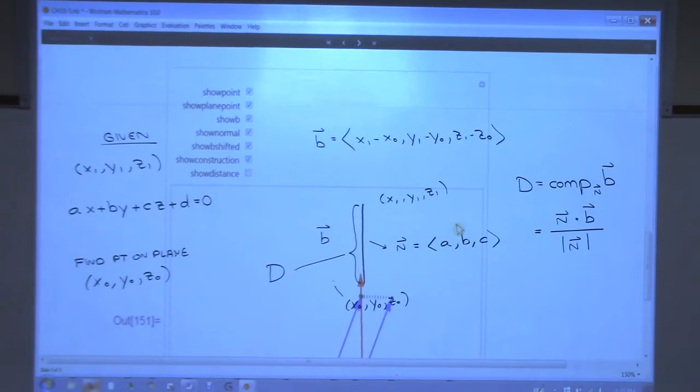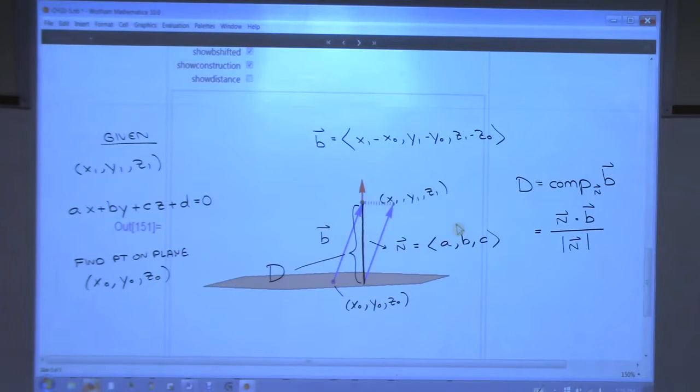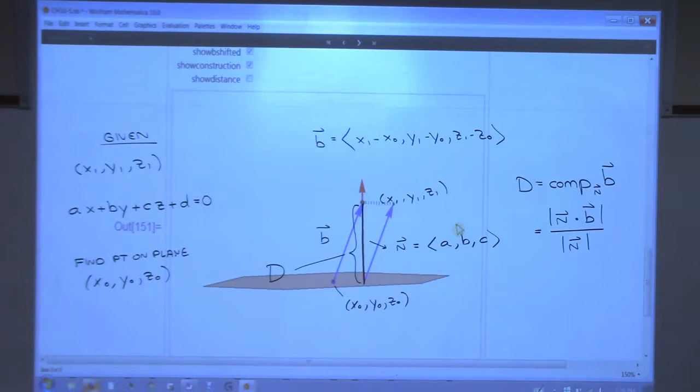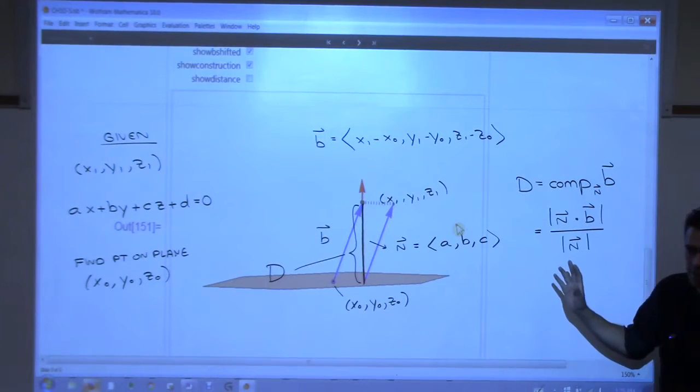Oh, magnitude, yes. Absolute value. That's how we get rid of the negative distance part, because we'll measure distance as always being positive, right? So that's it. That's your formula. Okay? Understand? Let's do an example.